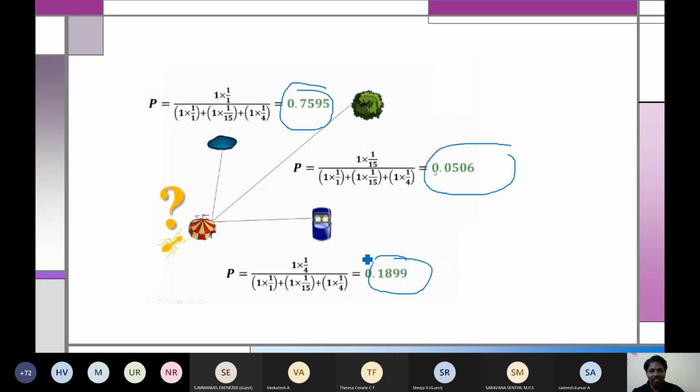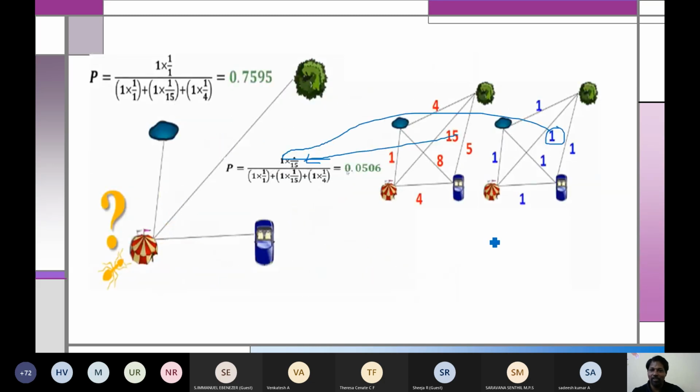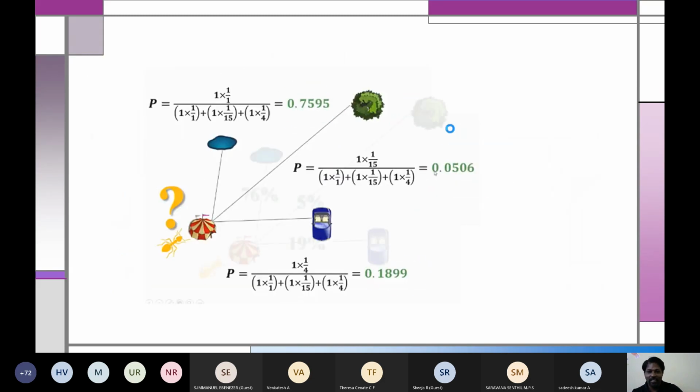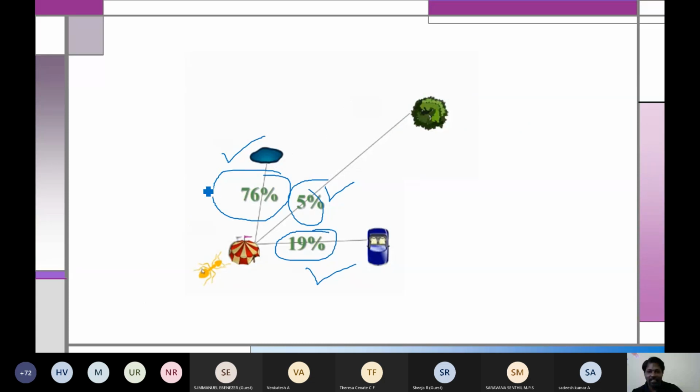Or you can see it from the diagram itself. The distance here is 4, the distance here is 1, the distance here is 15. Normally when we see, 1 is small, 15 is very large, 4 is in between, so obviously we'll choose 1, right? The same thing: the probability of choosing this path is 76%, this path is 5%, and this path is 19%.